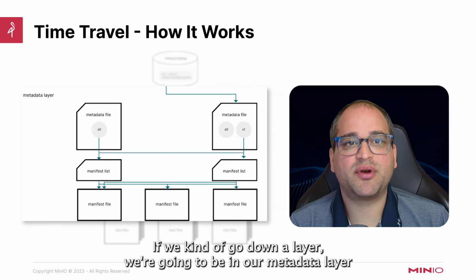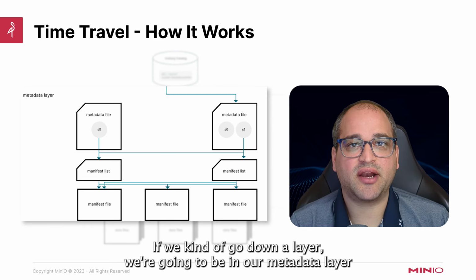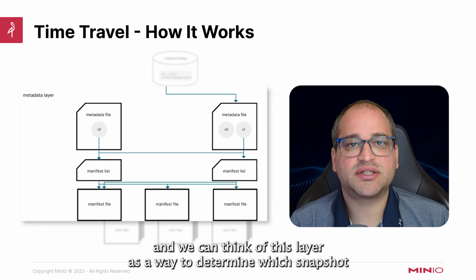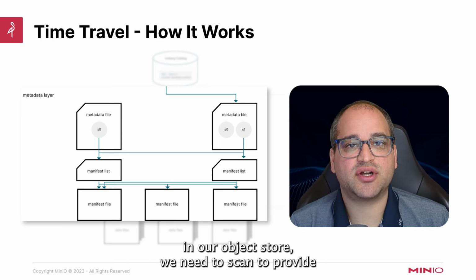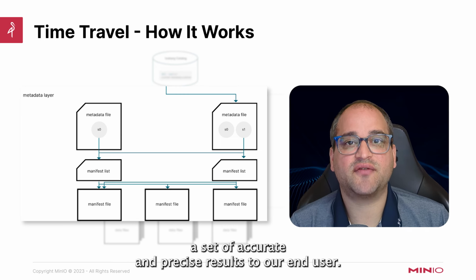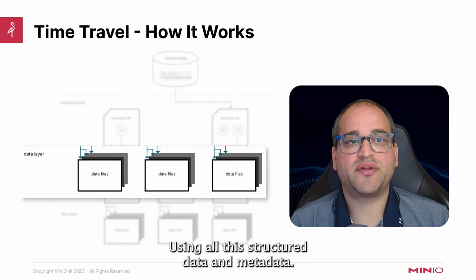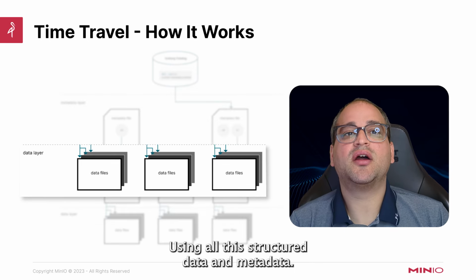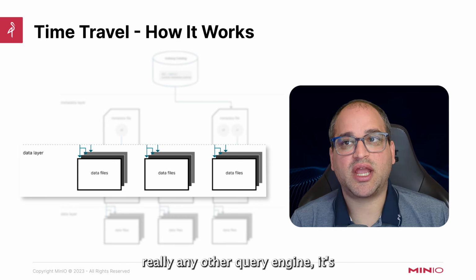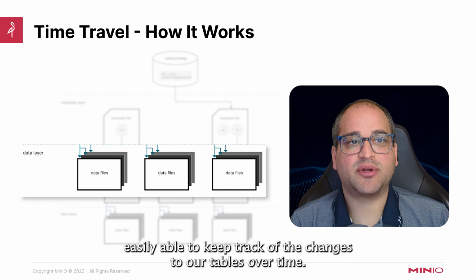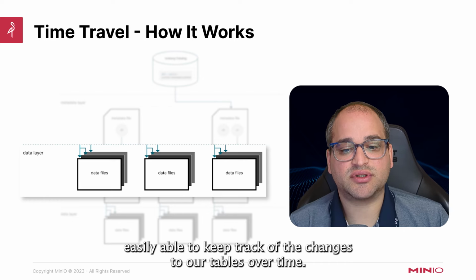If we go down a layer, we're going to be in our metadata layer, and we can think of this layer as a way to determine which snapshot, point in time, we want to query and which data files in our object store we need to scan to provide a set of accurate and precise results to our end user. Using all this structured data and metadata, our query engine, whether that's Spark or Dremio Sonar, or really any other query engine, is easily able to keep track of the changes to our tables over time.